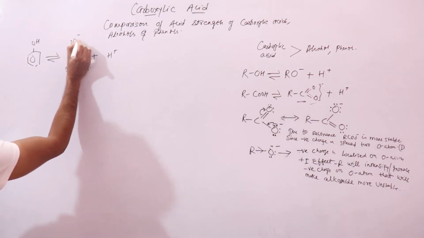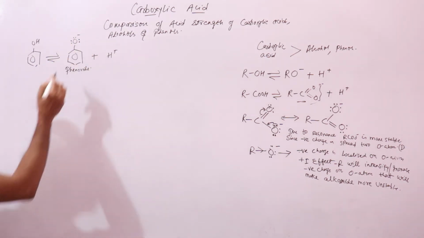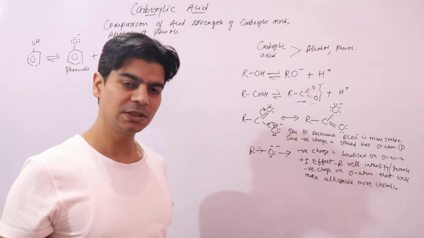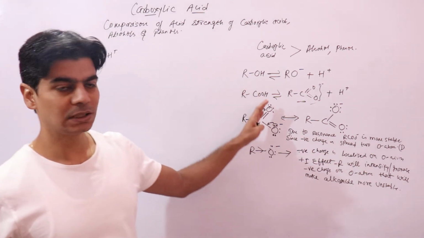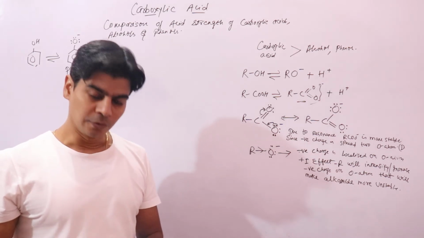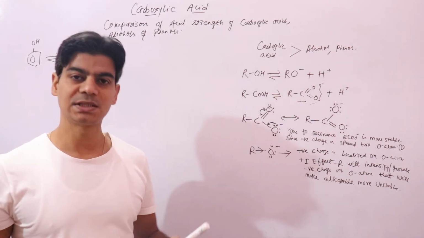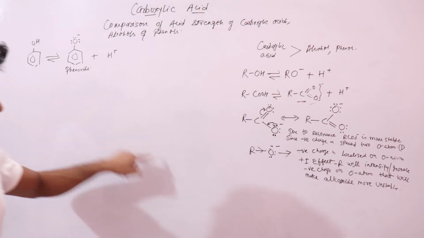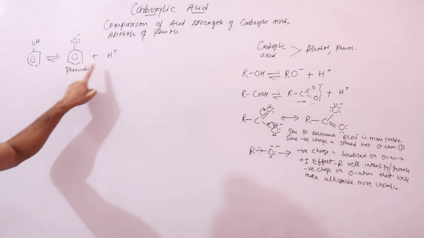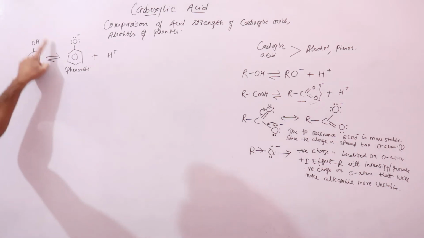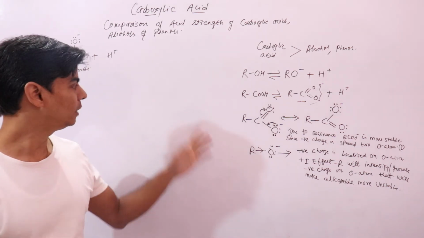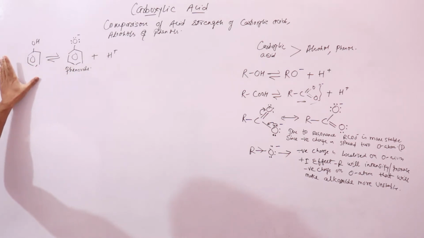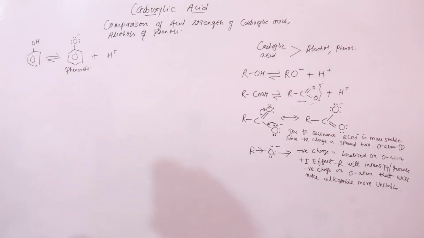Now let's look at the resonance forms of phenoxide ion. The short reason why phenols are less acidic than carboxylic acid is because phenoxide ion is less stabilized by resonance compared to carboxylate ion. Since this is less stabilized as compared to carboxylate ion, this will immediately combine with a hydrogen ion to give you your unionized phenol molecule. So you have fewer hydrogen ions because this is less stable compared to carboxylate. The reverse reaction will happen, and you have fewer hydrogen ions.